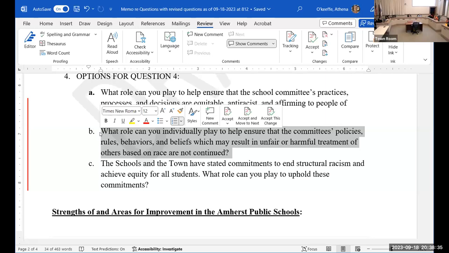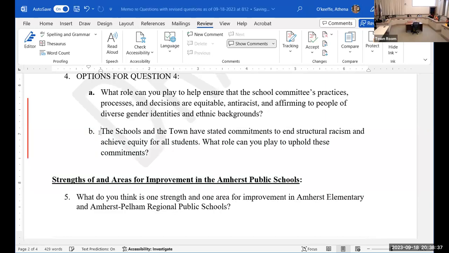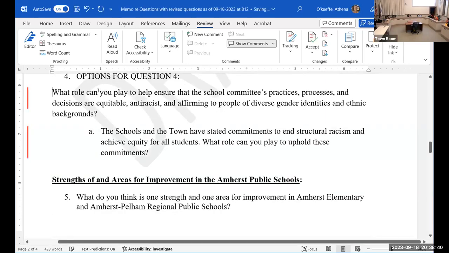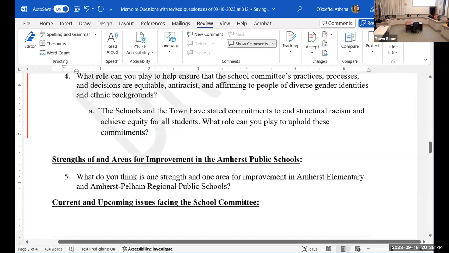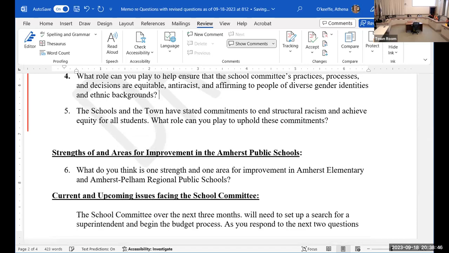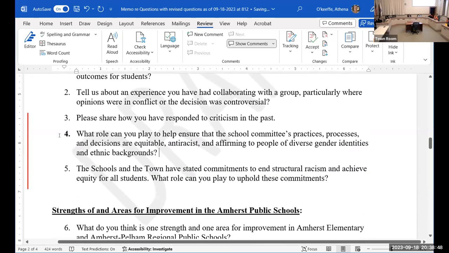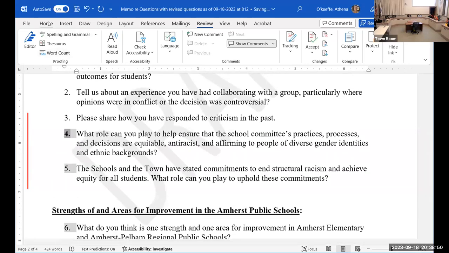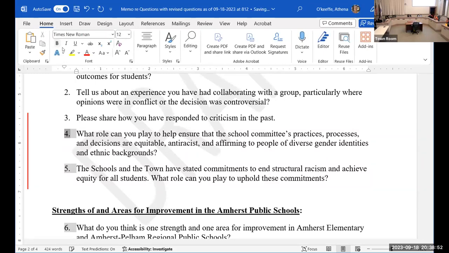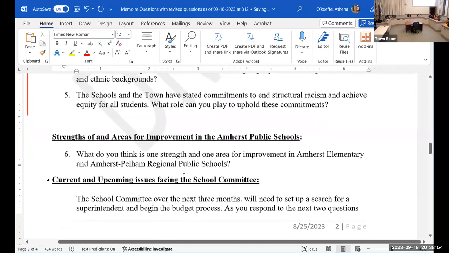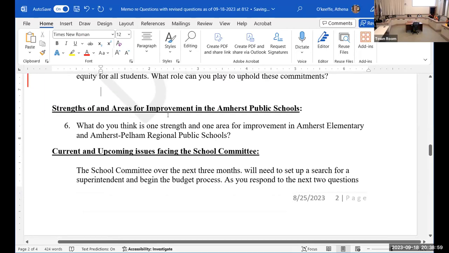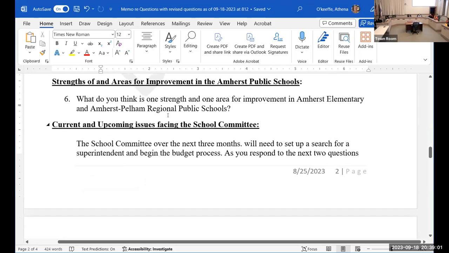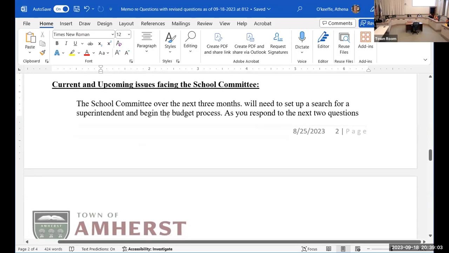Okay. So, Athena? That becomes 4. That becomes 5. And now we go down. 6 is fine. There were no changes there. Okay. And then this is a statement that leads into the next two.